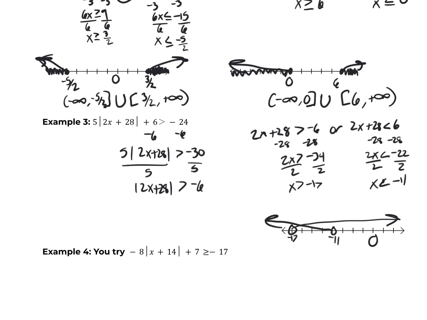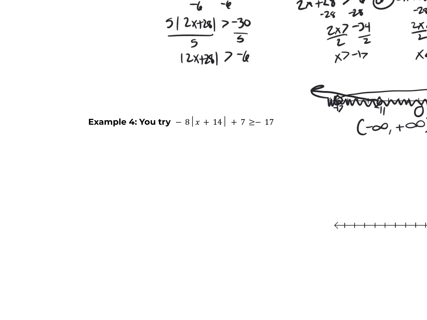Now, remember, this is an OR statement, so I just need to pick all of the areas underneath an arrow. Well, the whole line is underneath an arrow. So therefore, my interval is going to be negative infinity to positive infinity. And so x really can be any number. It's always going to be true.